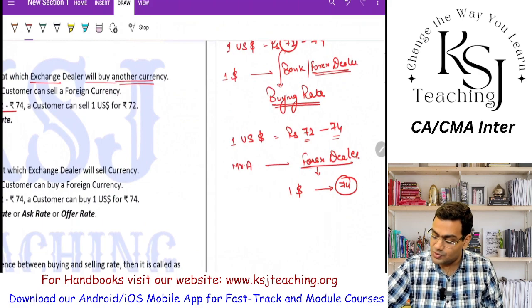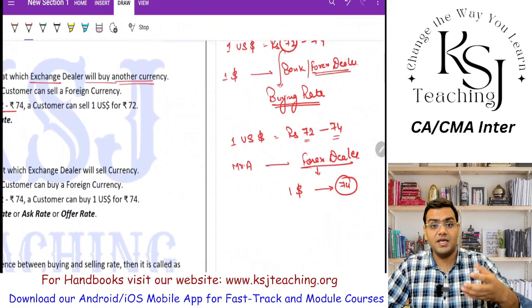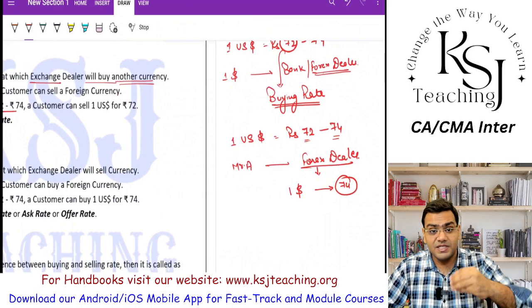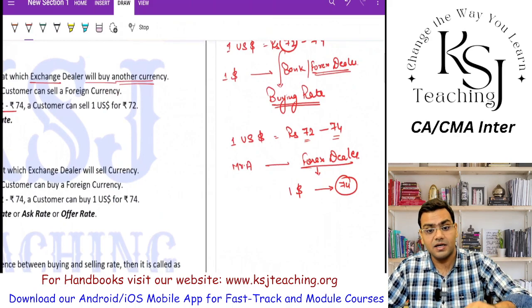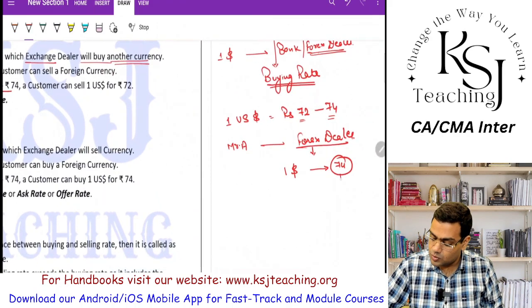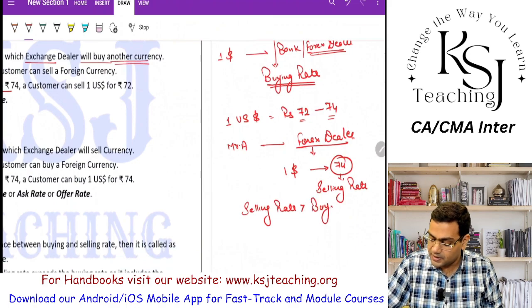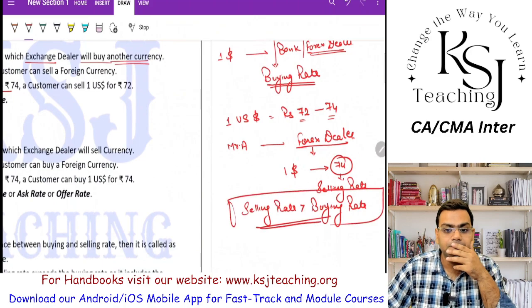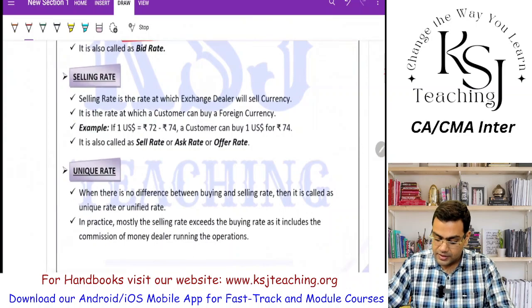Now what he is doing? He is selling the dollar to you. He will sell at a higher rate. He will buy at a lower rate. So this 74 is your selling rate. So under normal conditions, the selling rate will be higher than the buying rate. Selling rate will be higher than the buying rate. Clear?